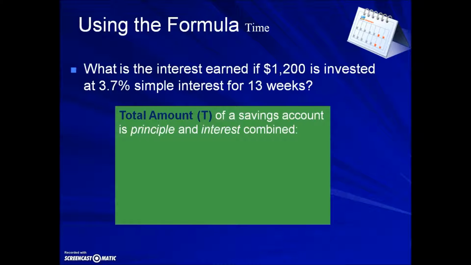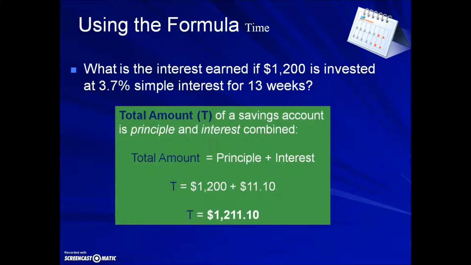That's the interest, but if we're interested in what the total amount is in an account, we need to take the principal, that invested amount, plus the interest that we just calculated. So the $1,200 plus the $11.10 would give us a balance of $1,211.10 for this savings account.